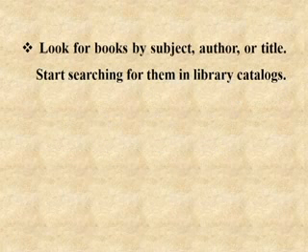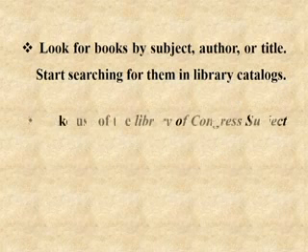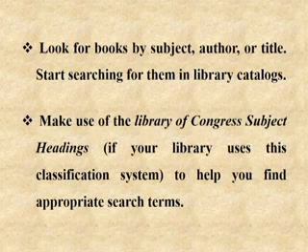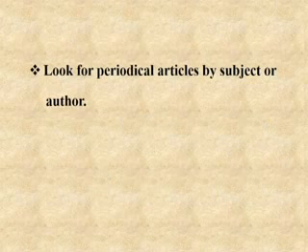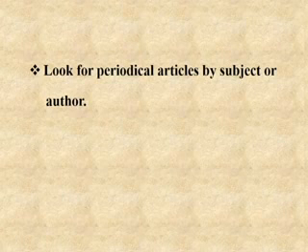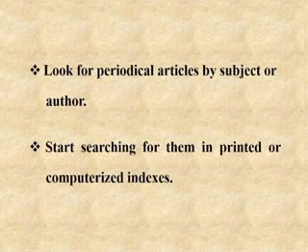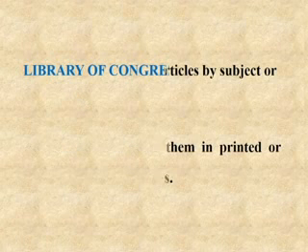2. Look for books by subject, author, or title. Start searching for them in library catalogs. Make use of the Library of Congress subject headings, if your library uses this classification system, to help you find appropriate search terms. 3. Look for periodical articles by subject or author. Start searching for them in printed or computerized indices.